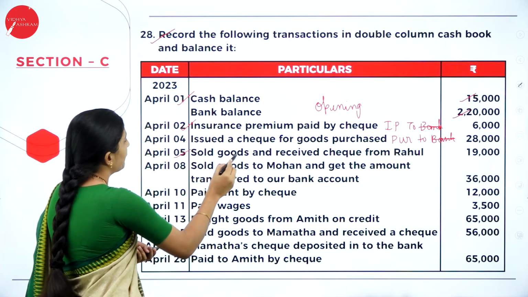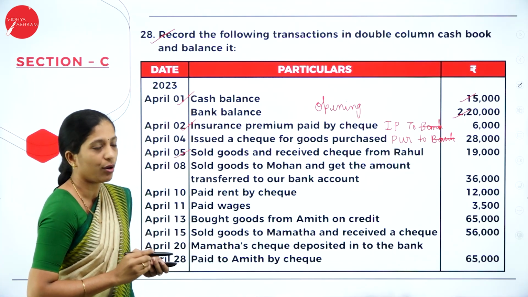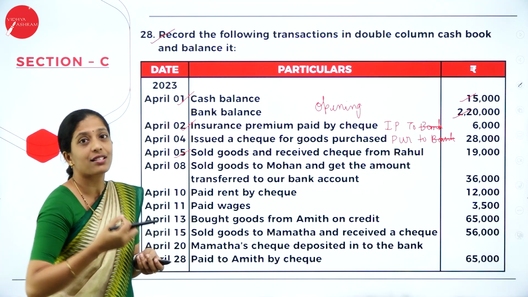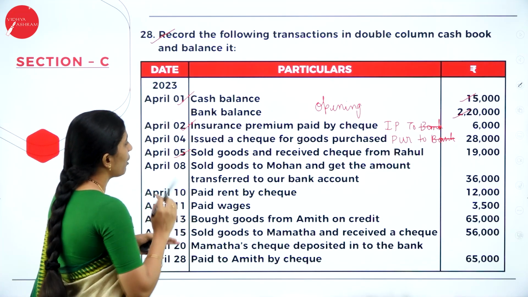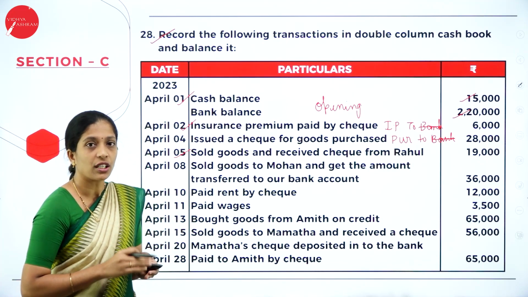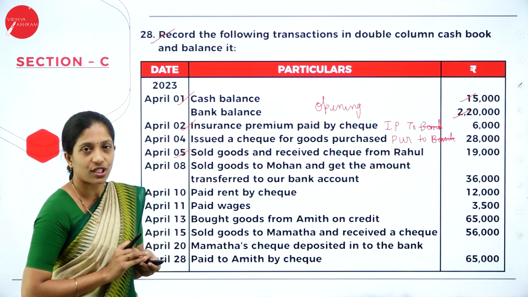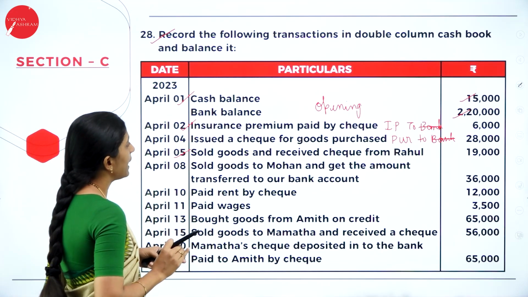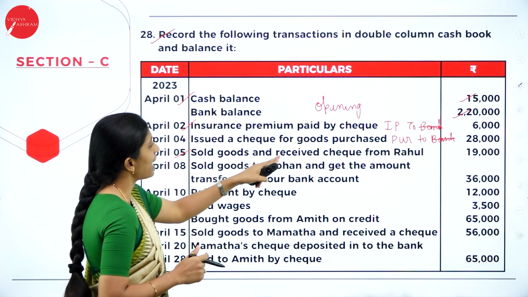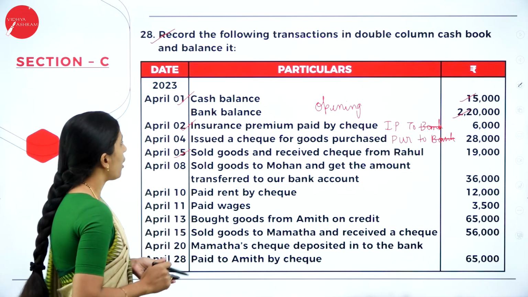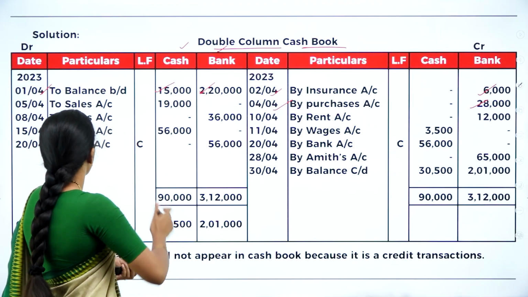Next one, April 5th, sold goods and received a cheque from Rahul. Now here you have to be careful in a double column cash book. We have sold goods and received a cheque, but the cheque is not deposited on the same day. So how do you write your fifth entry?